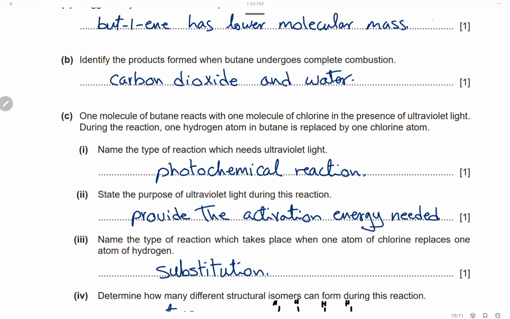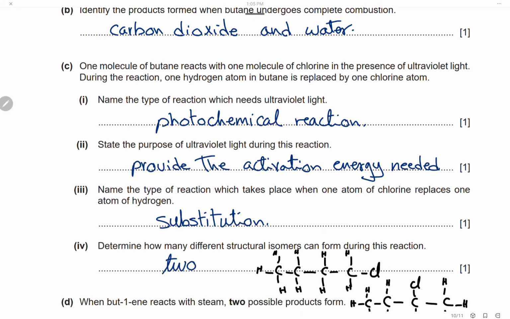One molecule of butane reacts with one molecule of chlorine in the presence of ultraviolet light. During the reaction, only one hydrogen atom in butane is replaced by a chlorine atom. Name the type of reaction that needs ultraviolet light. Of course, it is a photochemical reaction. State the purpose of ultraviolet light during this reaction. Ultraviolet light provides the activation energy needed for the reaction. Name the type of reaction which takes place when one atom of chlorine replaces one atom of hydrogen. This replacement is called a substitution reaction. Butane is an alkane, so it reacts with halogen in a substitution reaction.